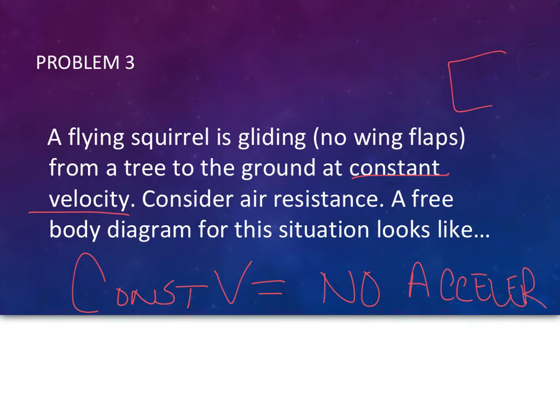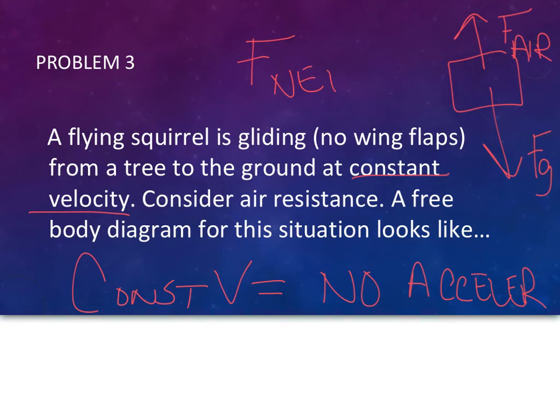Let's think about it though. If a flying squirrel is gliding through the air, there's definitely the force of gravity. And if it does say to consider air resistance, I imagine air resistance is pushing up on the object. Now, since there's constant velocity, no acceleration, that means there must be a net force overall that equals 0. So that means the up and down forces must be equaled out. Let's check out the answer. Should equal 0.